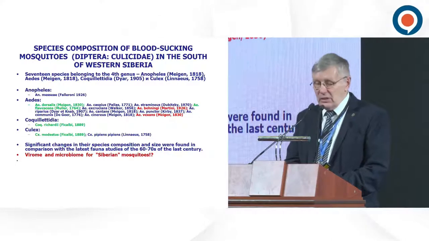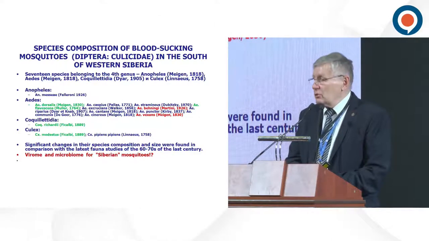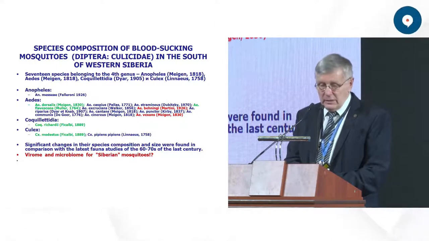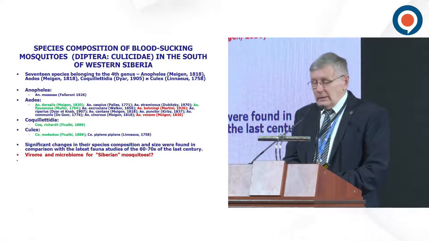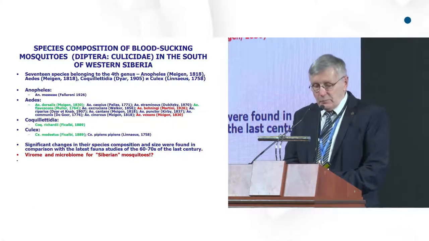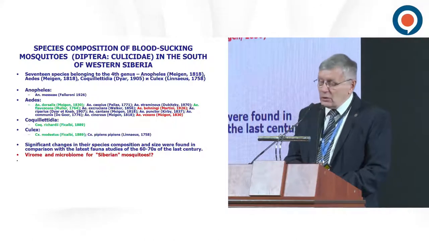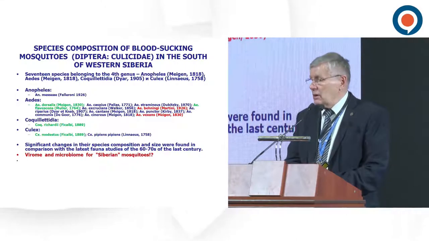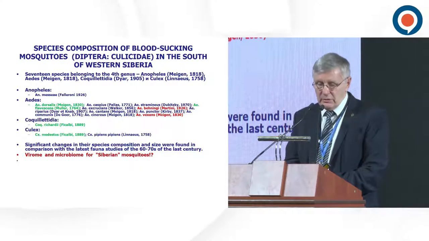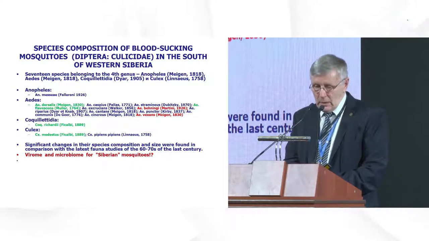With green, you may see the types of mosquitoes that were for the first time registered on the territory of Novosibirsk region. And there is a question: so what do they transmit? And what is the role that they are playing in the pathology of human beings?